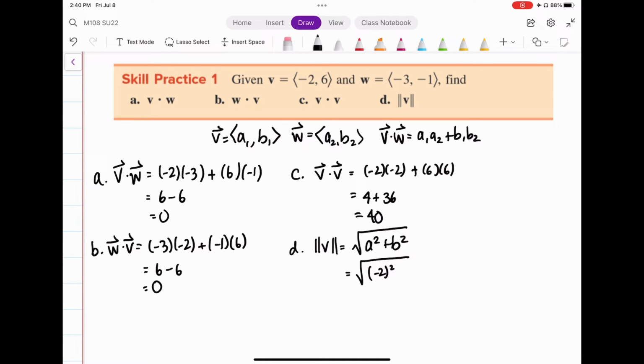That's equal to the square root of -2 squared plus 6 squared. And -2 times -2 is 4. 6 times 6 is 36. So that's equal to the square root of 4 plus 36, which is the square root of 40, which we can simplify because there's a perfect square of 4 inside. That's the same thing as the square root of 4 times the square root of 10, which is 2 root 10.